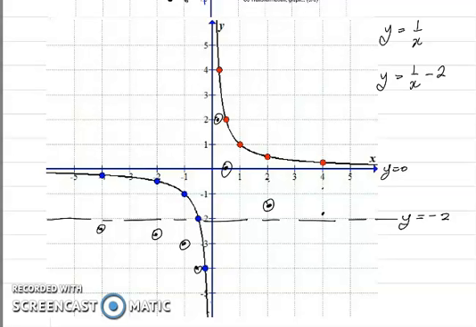All right, so essentially we're ready. And all we have to do now is just sketch our graph, to the best of our ability. All right, so we're sketching.